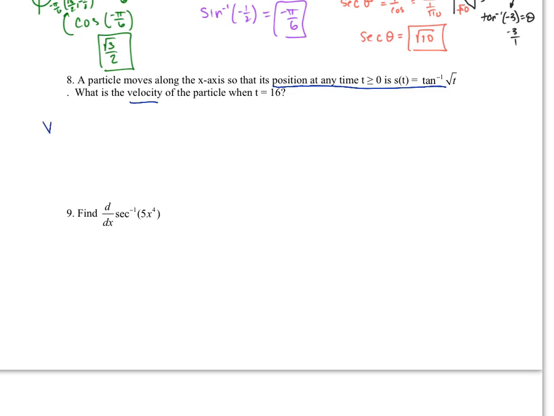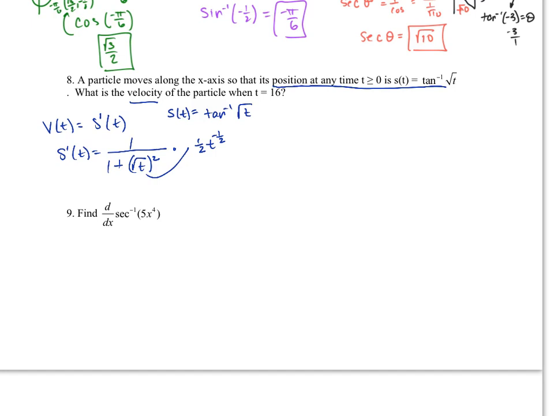So we know that the velocity is the derivative of the position, and my position is s of t equals the inverse tangent of root t. So I need to take s prime of t, and that will give me 1 over 1 plus root t squared. Now I have to take the derivative of this guy, and that will be 1/2 t to the negative 1/2.